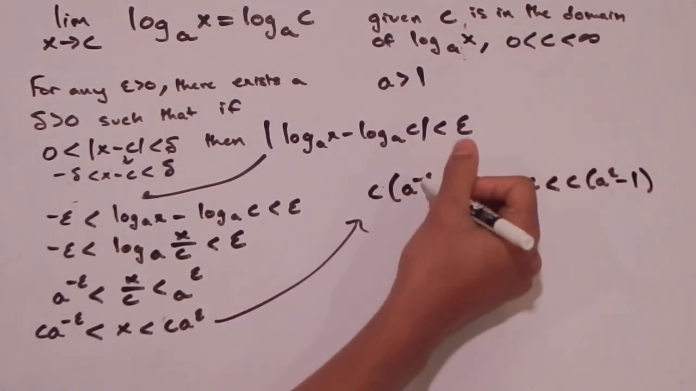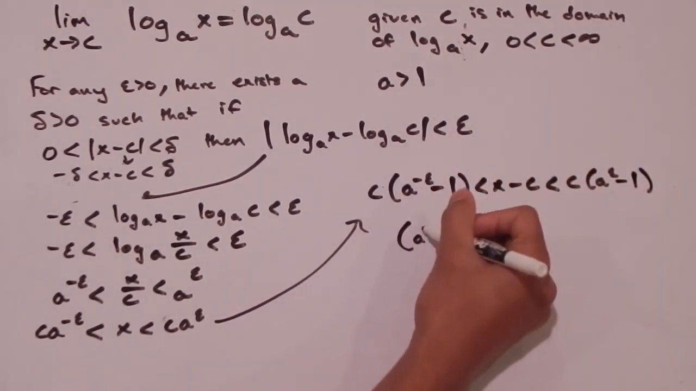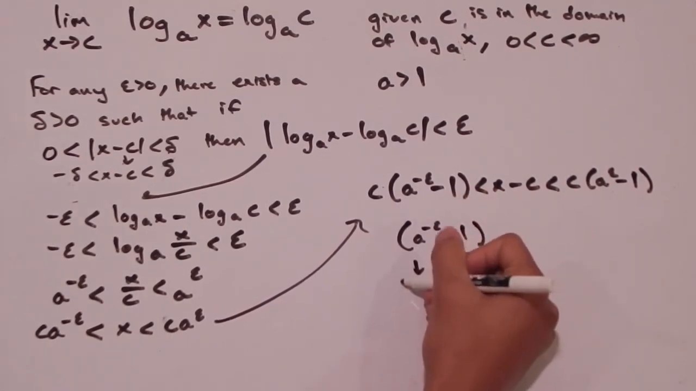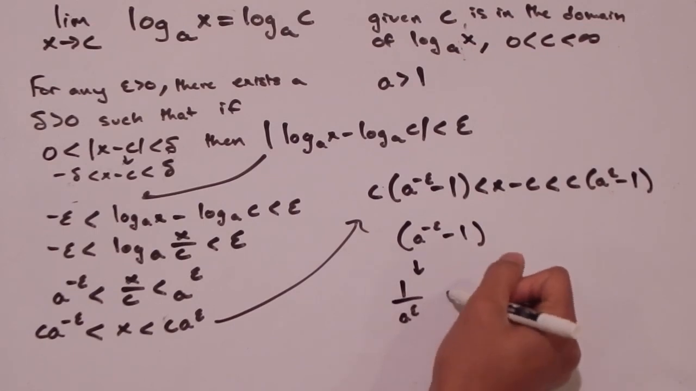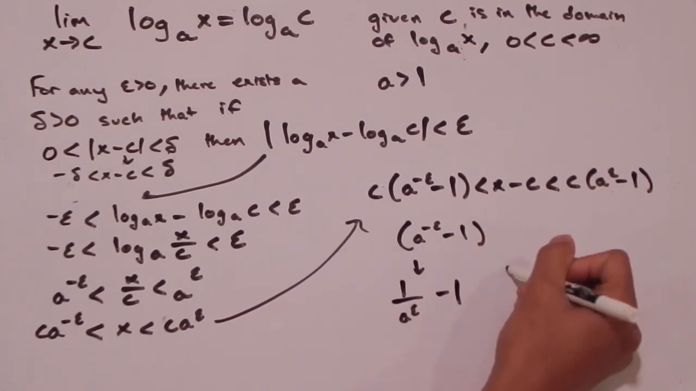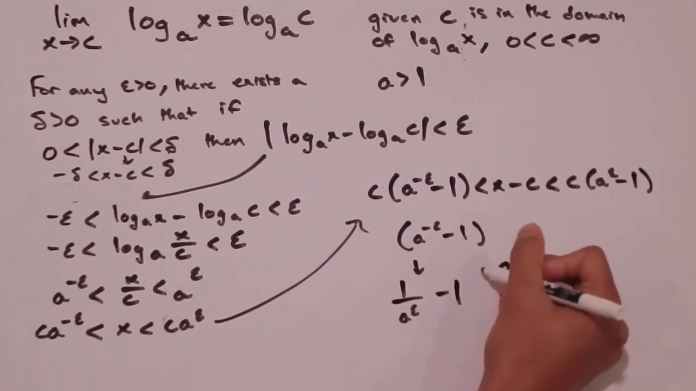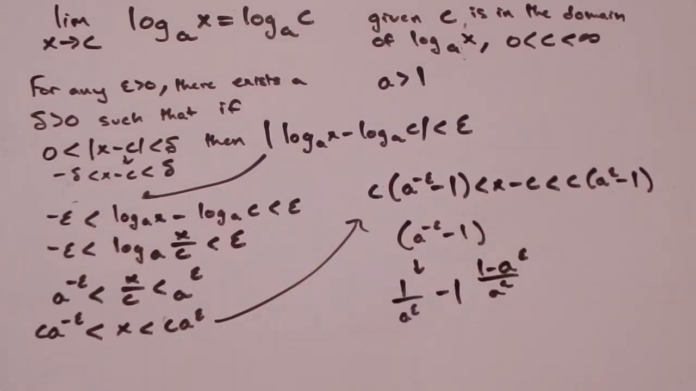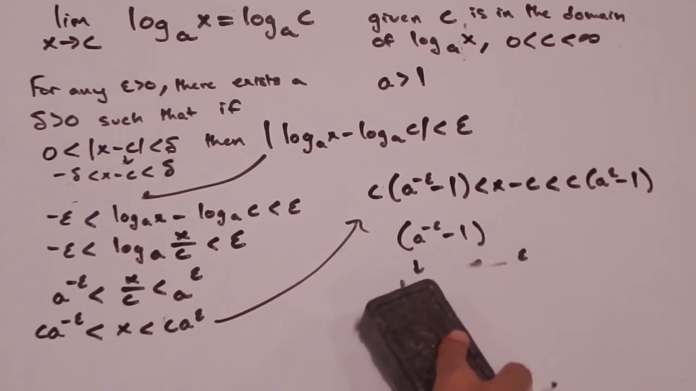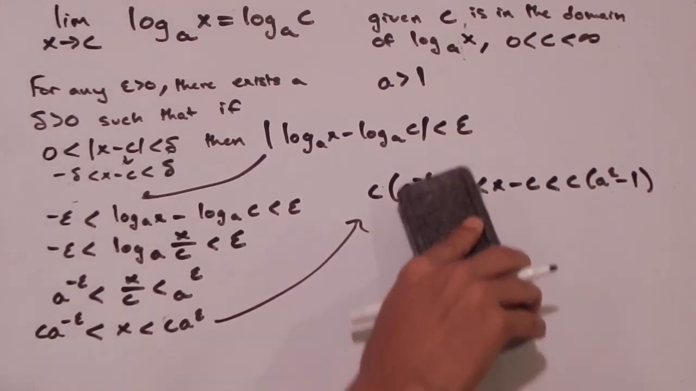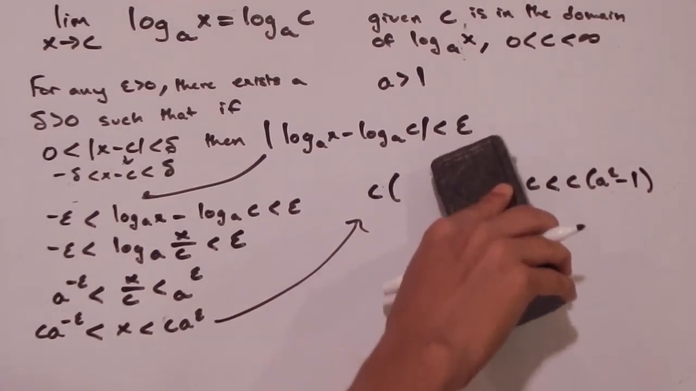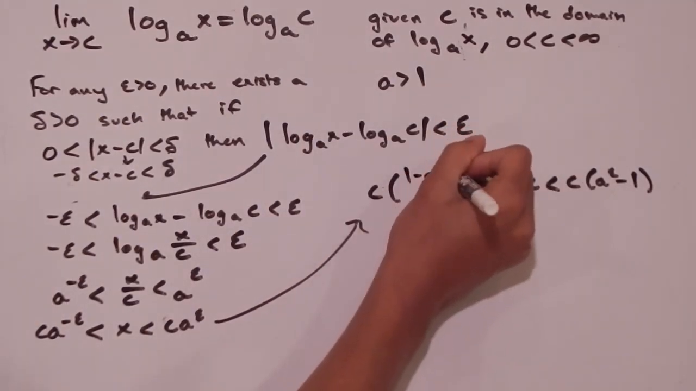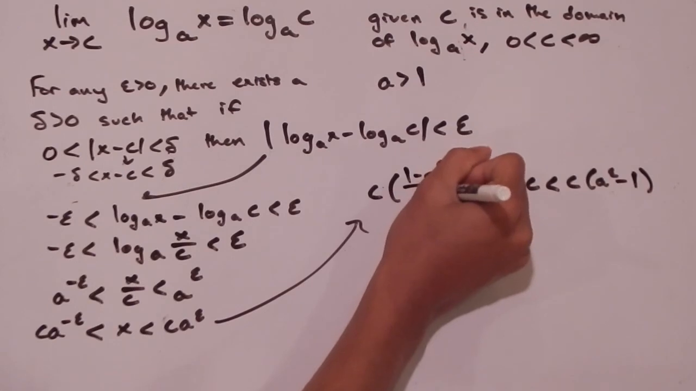If you look at this expression right here, a to the negative epsilon minus 1, it can be written as 1 over a to the epsilon, minus 1, which if we find a common denominator is just going to be 1 minus a to the epsilon over a to the epsilon. So I'm going to write that like that: 1 minus a to the epsilon over a to the epsilon.